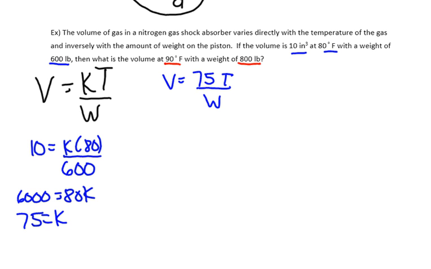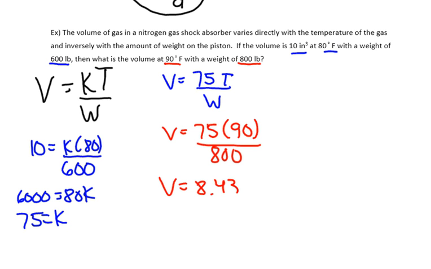So now that I know what the constant of variation is, I'm going to use that equation now to plug in what I know. Volume, that's what I'm trying to determine. So it's 75. The temperature is 90. And the weight is 800. Don't forget your appropriate unit of measurement. That is what the volume is going to be at 90 degrees Fahrenheit with a weight of 800 pounds.